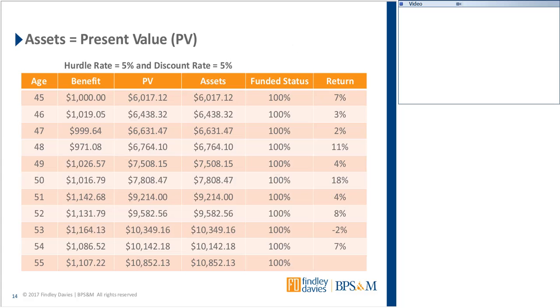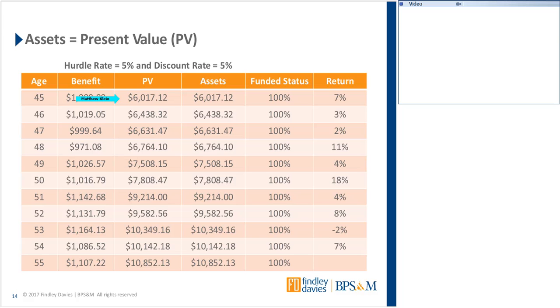So this is the same example as on the previous slide. You'll see the benefits here are moving at the same rate. We're still keeping the same returns as we had on the prior slide, and we're keeping our hurdle rate of 5%. But what this slide is showing is the liability and the asset growth of that $1,000 benefit. So when we're looking at this $1,000 benefit at age 45, payable at age 65 when the participant retires, currently the liability or the present value of that promise would be $6,017.